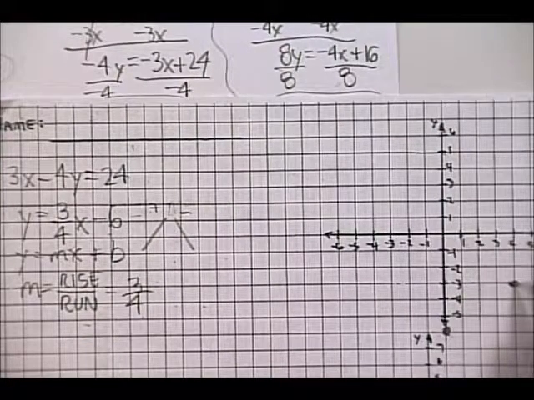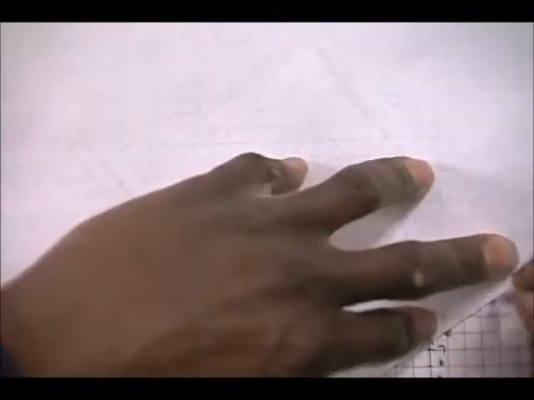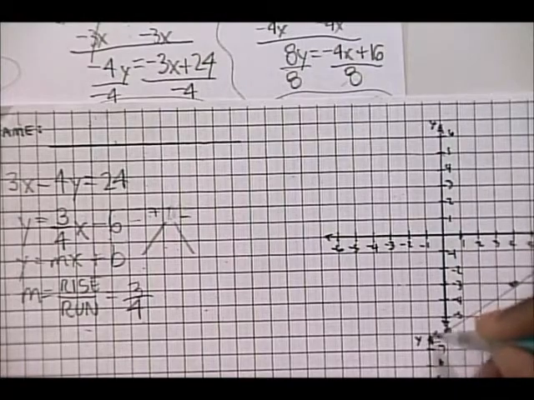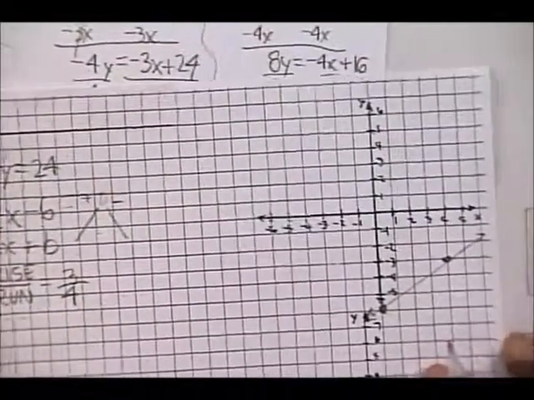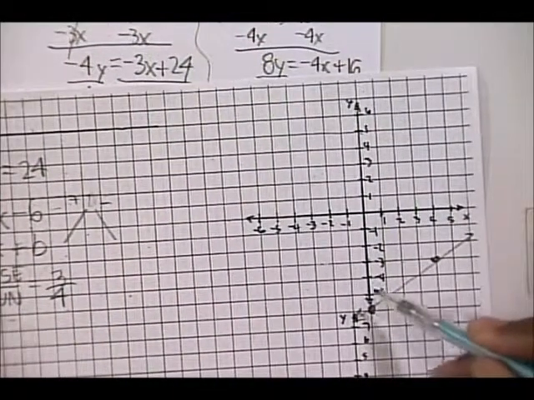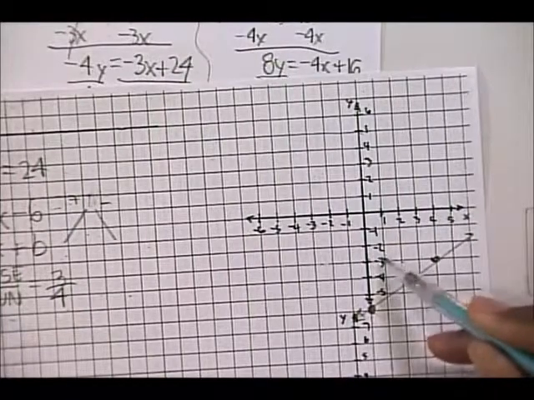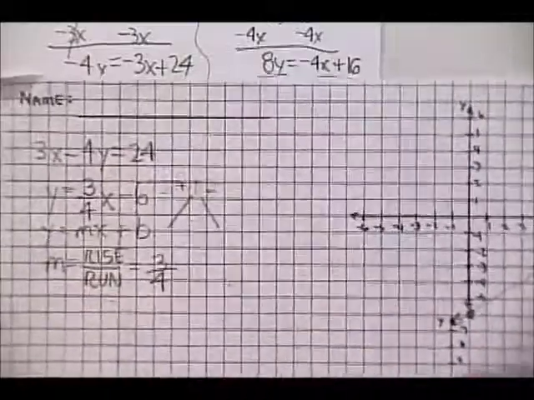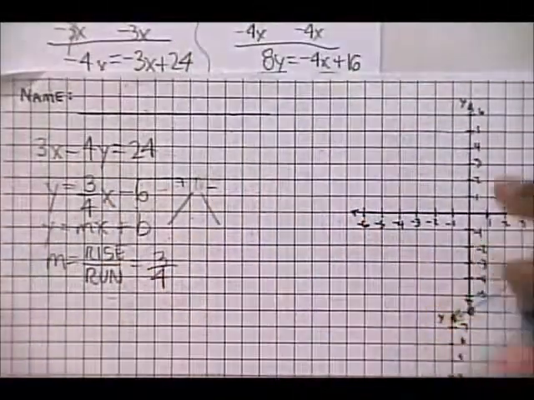All right, and then you would draw the line like so. Draw the line, and that is how you graph the equation of a line. Well, you can't see that, I'm sorry. We rose 1, 2, 3, and we ran over 1, 2, 3, 4. All right, so that's the first method of graphing the equation of a line.